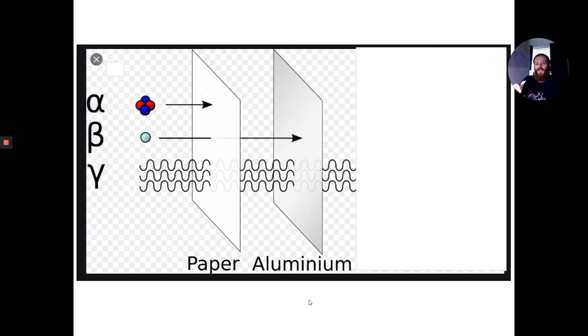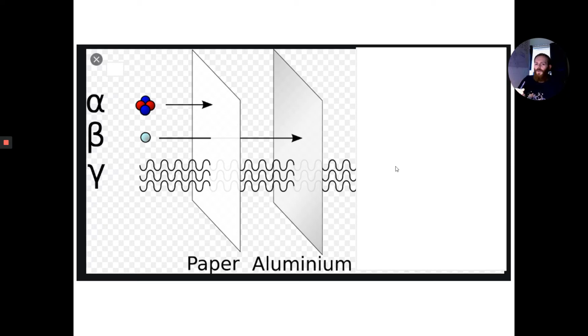If I was to put a piece of thin aluminium in front of the paper, what would happen there was beta radiation would get stopped by the aluminium, and that's because aluminium's denser than the paper, and the beta radiation won't be able to easily pass through it. You might still detect a tiny bit of radiation on the other side. That really depends on the thickness of the aluminium, but it should stop beta radiation.